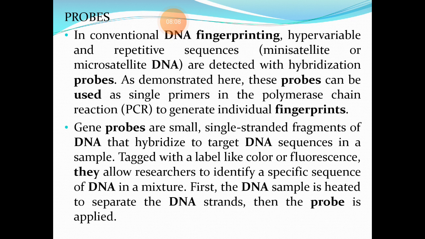Gene probes are small, single-stranded fragments of DNA that hybridize to target DNA sequences in a sample. Normally, they are tagged with a label like color or fluorescence. They allow the researchers to identify a specific sequence of DNA in a mixture. First, the DNA sample is heated to separate the DNA strands, and then the probe is applied.